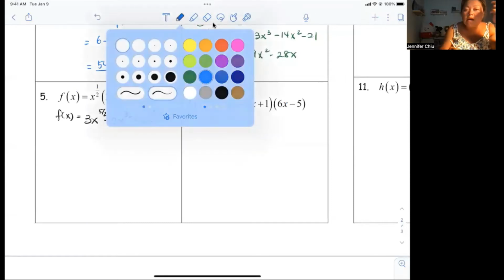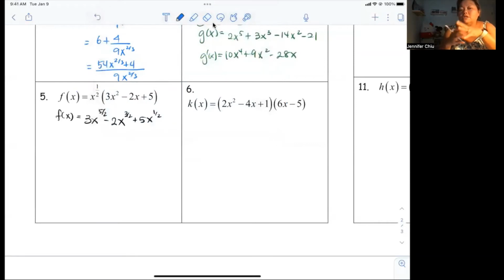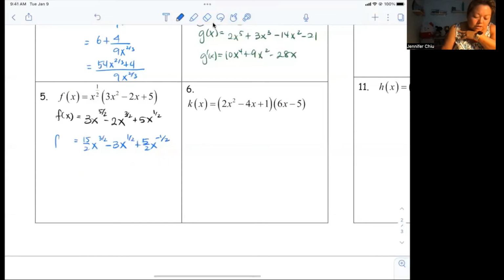So again, you have to get comfortable in terms of knowing how to combine your fractions and rewriting it as an improper fraction. Okay, so go ahead and multiply this out. Drop your powers to use power rule here. You get 15 over 2x to the 3 halves minus 3x to the 1/2 plus 5 over 2x to the negative 1/2, right? So again, normally I would ask you to go ahead and actually multiply this out and rewrite it as one fraction. Right, but again, there's a lot of terms here. And I really would like you to practice the next layer of the derivative. All right, so this is the first derivative.